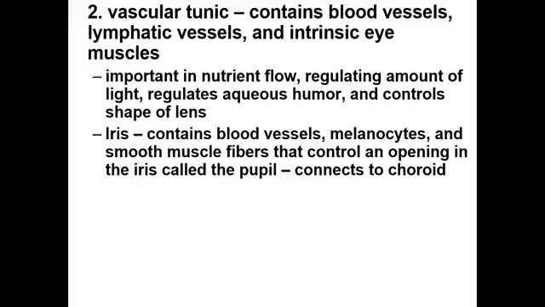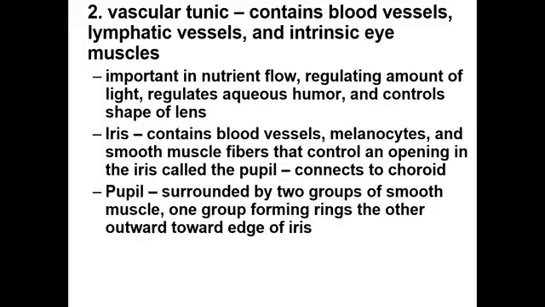The iris itself connects to what is called the choroid, and this was easily torn when we were doing the eye dissection. A lot of the groups that came around to remove the iris from the choroid. The pupil, again, is the hole in the iris itself, and the pupil is surrounded by two groups of smooth muscle. One forms rings, called the sphincter muscle, and the other radiate outwards, which are called radial muscles.